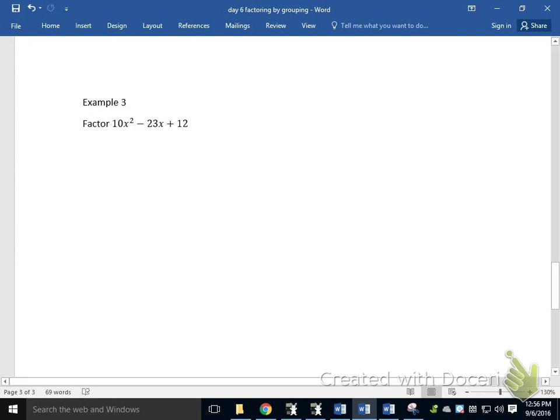Just one more like that for example 3. So take the 10, multiply it with the 12. Also check for greatest common factors. In this case there were not any. So 10 times 12 is 120. I'm needing to multiply to positive 120. My numbers will add to a negative though, so that tells me they're going to both need to be negative.